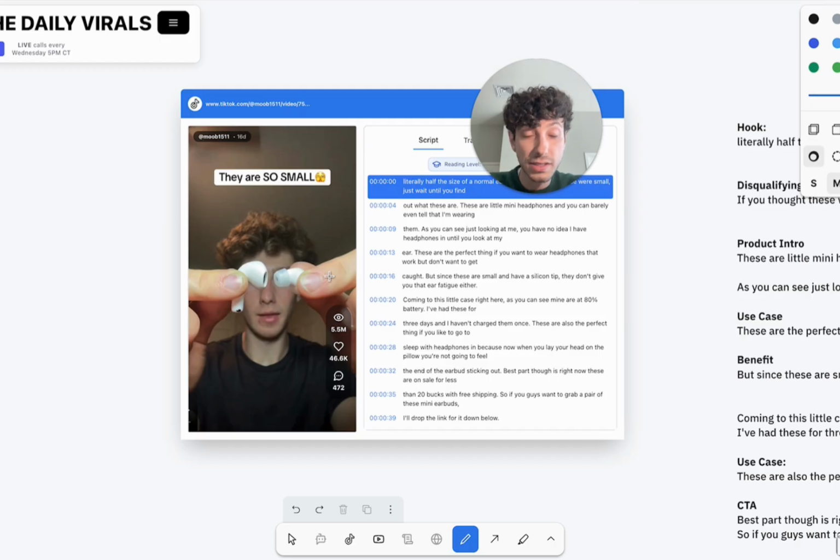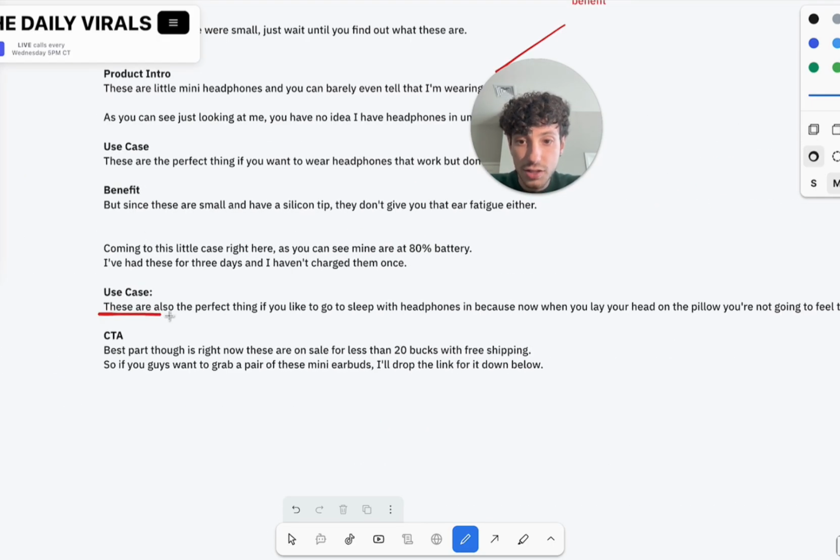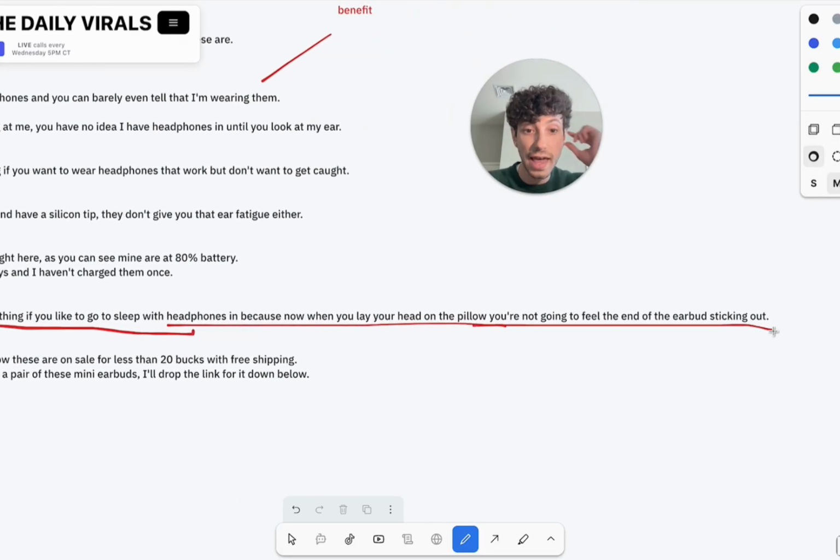An example of an amazing use case with these earbuds right here is this line. These are also the perfect thing if you go to sleep with headphones in, because now you can lay your head on the pillow and you're not gonna feel that earbud sticking out. As I hear this line, as I read this copy, I can see myself using these while I'm laying down on my pillow and I'm like, wow, I have that issue where I'm wearing AirPods and my head's against the pillow and it just feels super annoying. With these, I'm not gonna have that. Wow, I could see myself buying this product. I could see myself using this product.